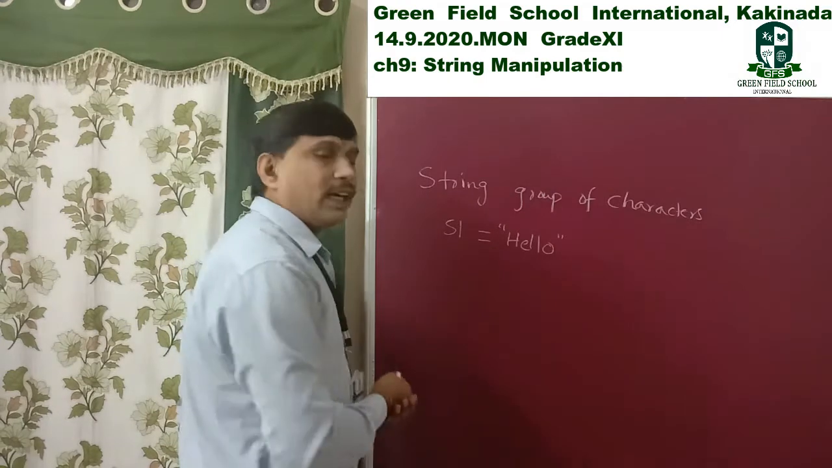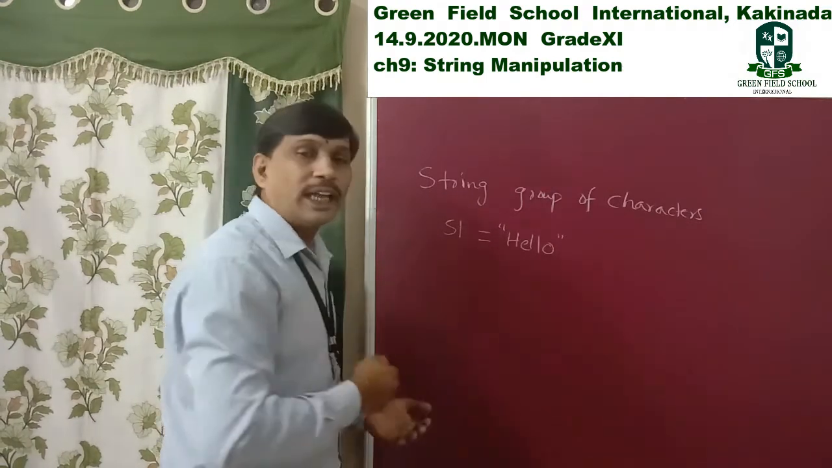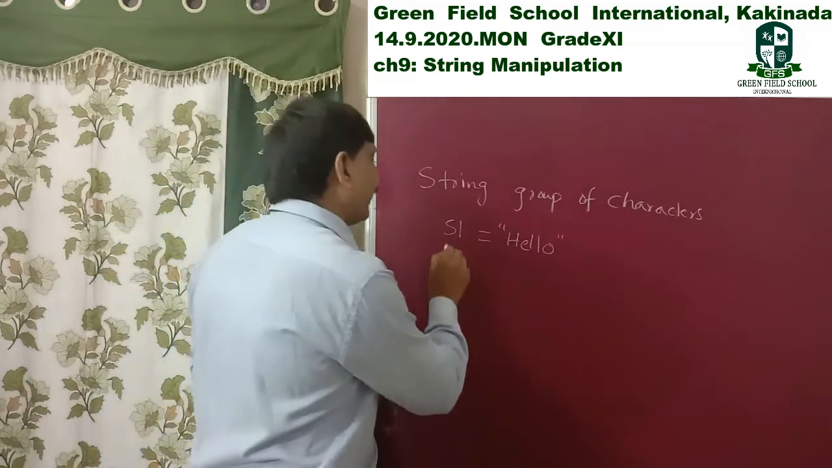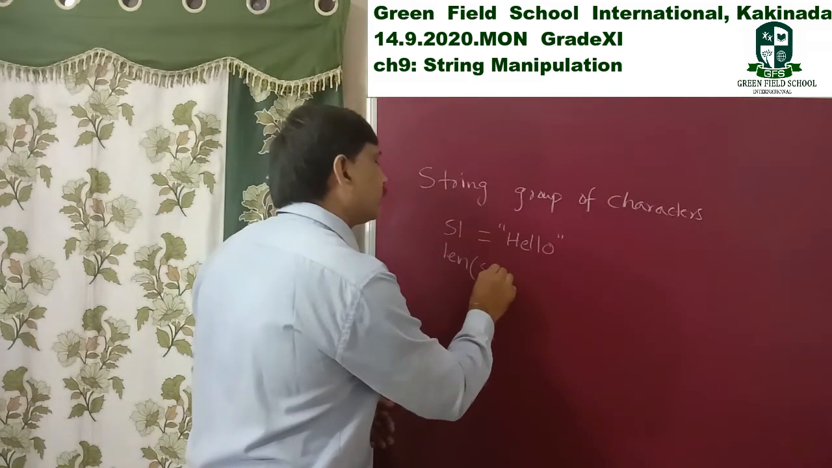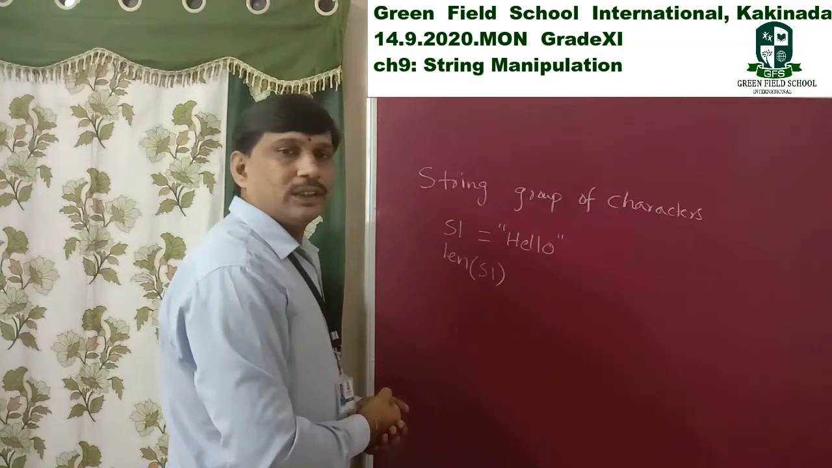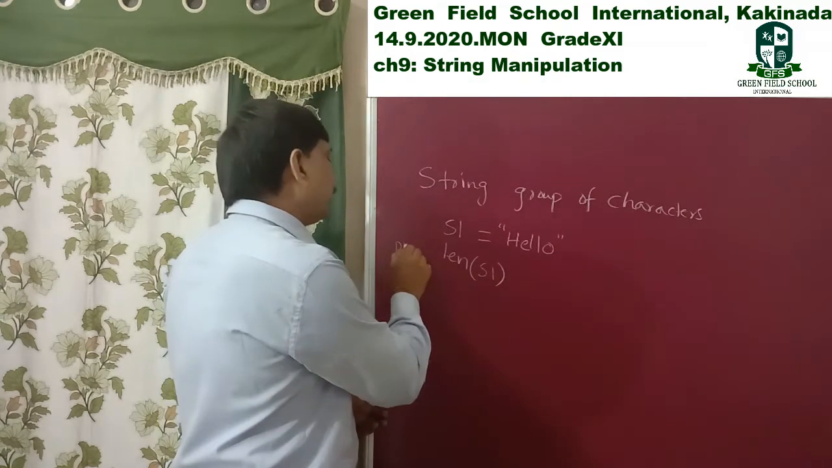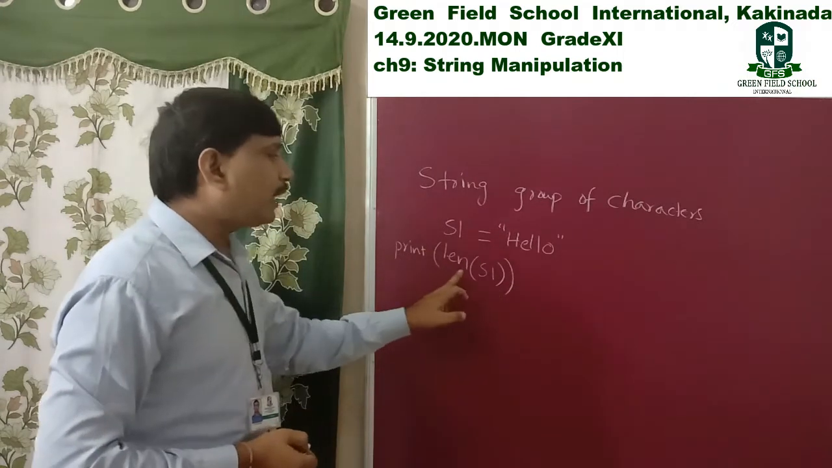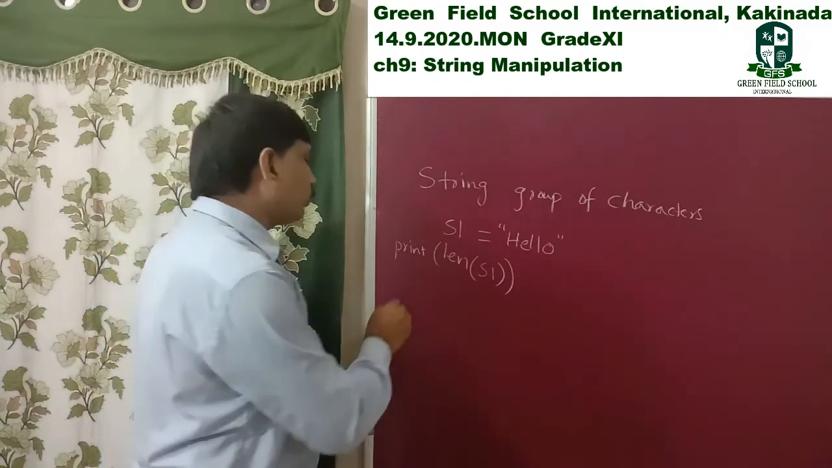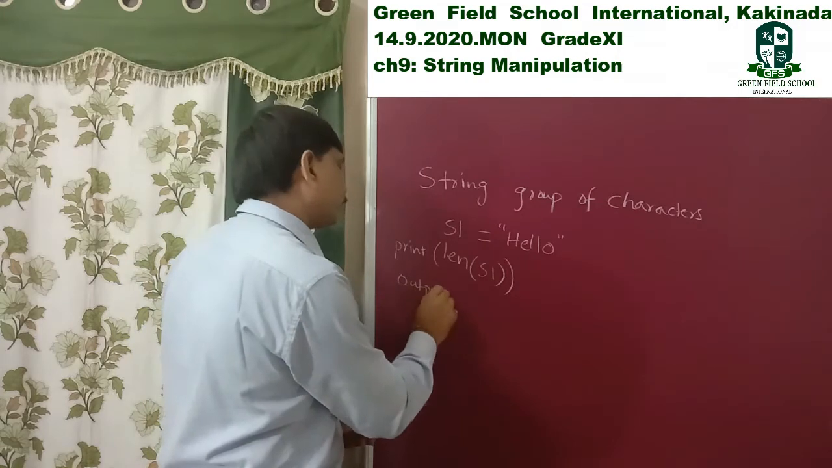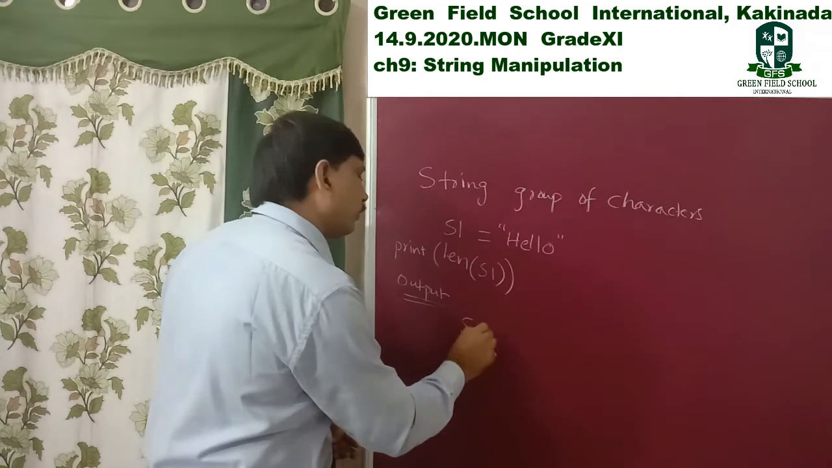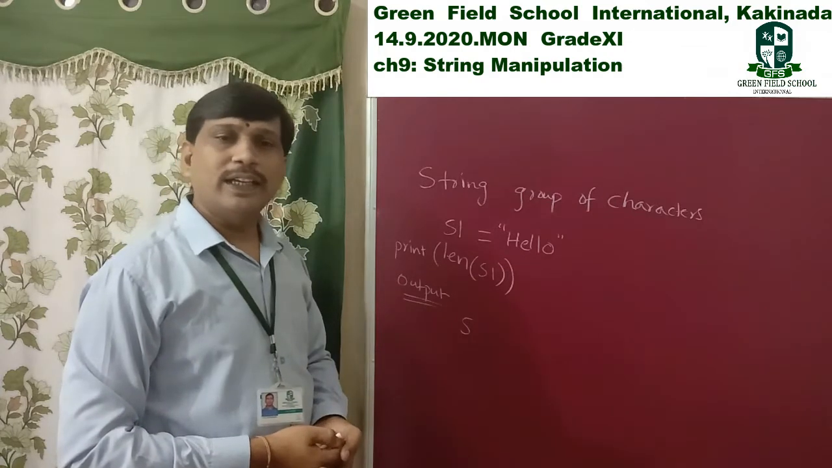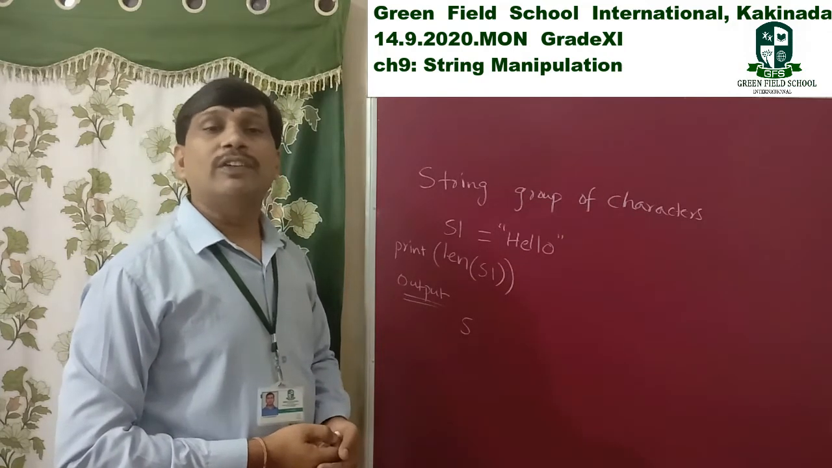So to calculate the length of S1, we already know the len function. len of S1 displays the output 5. Why? It consists of 5 characters. So that's why a string is a group of characters.